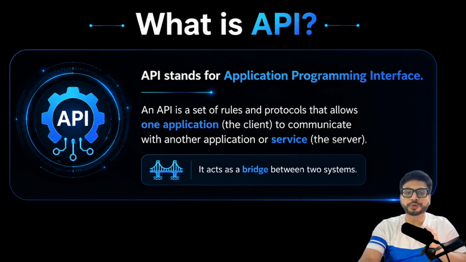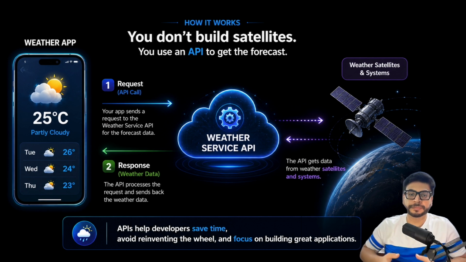Now I'll tell you two real world examples of an API. The first example is a weather app. You see the forecast. A weather app does not connect to weather satellites. They don't have their own systems. They connect to the weather service API, send the request, and the weather service API retrieves the relevant information from weather satellites and systems, gets the data, and then responds back to the weather app. That way you are able to see the proper forecast. It saves a lot of application time.